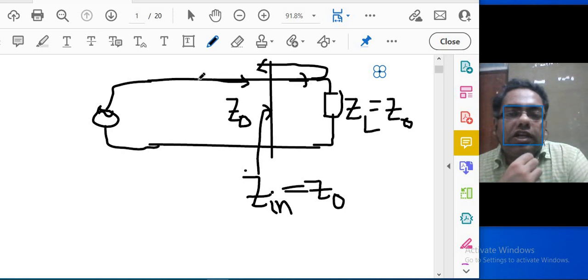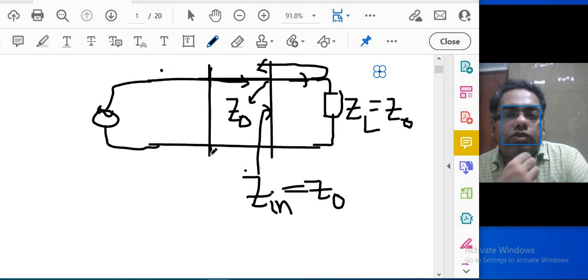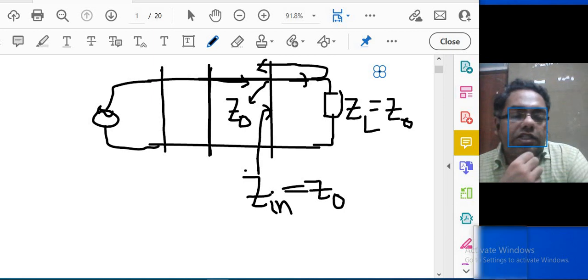So when the signal is traveling and when it comes to this plane, it sees an impedance Z0 behind, and in front it sees an input impedance of Z0. Now this is true at any plane on the transmission line. Even if you see at this position, this condition will hold, ZIN equal to Z0. If you see this plane, then also ZIN equal to Z0. So this indicates a completely matched condition.